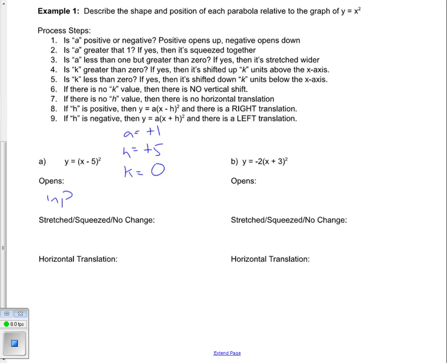Is it stretched, squeezed, or no change? Well, because the a value is 1, that means that there's no change to this particular parabola. And is there a horizontal translation? Well, yes, because the h value is positive 5. That means that it moves to the right by 5 units. So it goes right 5 units.